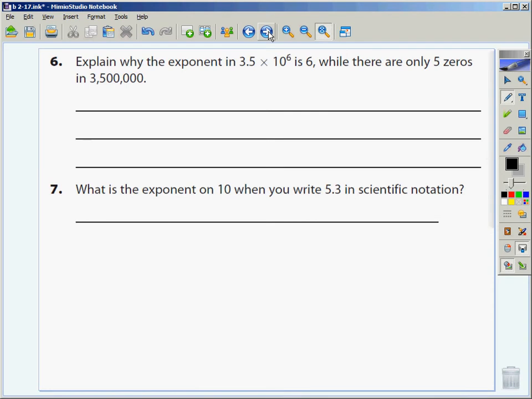These 2 reflect questions. Explain why the exponent, 3.5 times 10 to the 6, is 6, while there are only 5 zeros in 3,500,000. Blair. Very good. Because the 5 replaces one of the zeros. The 5 takes up one of those places.